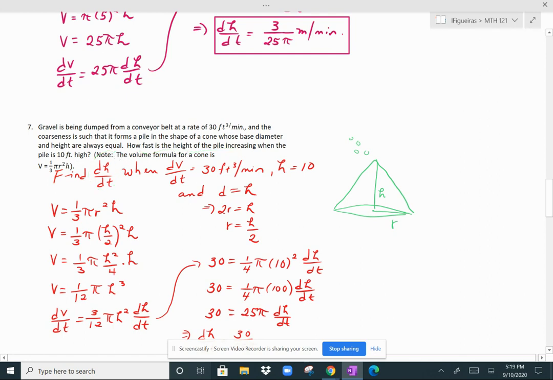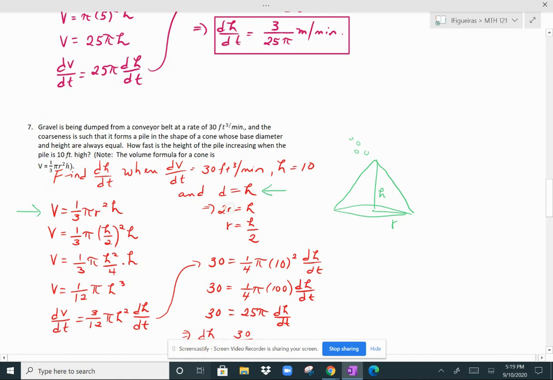But when I look at my formula, here I have 1/3 pi r squared h. I don't really know anything about r other than the height of the pile and the diameter are always equal. But I don't know what dr/dt is, so I really need to get rid of that variable. So I'm going to use the information that I was told. I was told that the diameter equals the height.